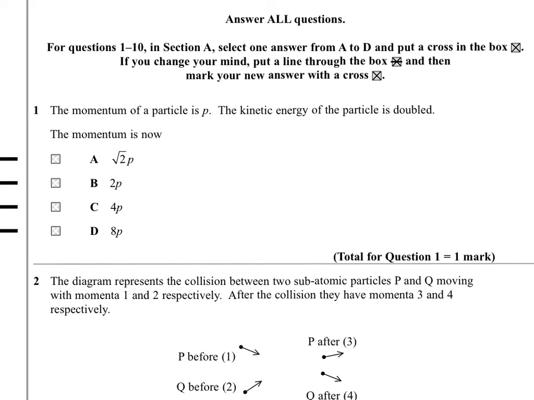So if we imagine that the original velocity was v1 and the new velocity is v2, we can write a relationship between the two kinetic energies because the new kinetic energy is twice the old kinetic energy. So we can say that a half mv2 squared is 2 times a half mv1 squared. Now you'll quickly realise that a half m can be taken out of both of those equations, and that means that v2 squared equals 2v1 squared. So to get the relationship between the v's, we need to take the square root of both sides, and we get that v2 is going to be root 2 times v1.